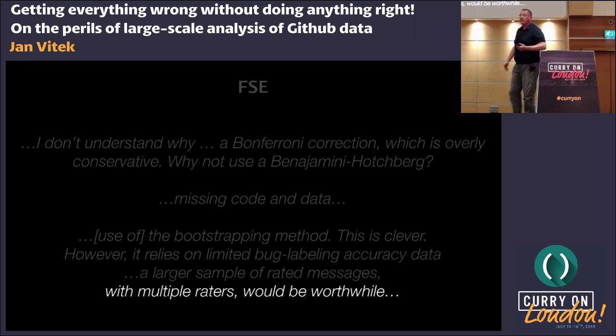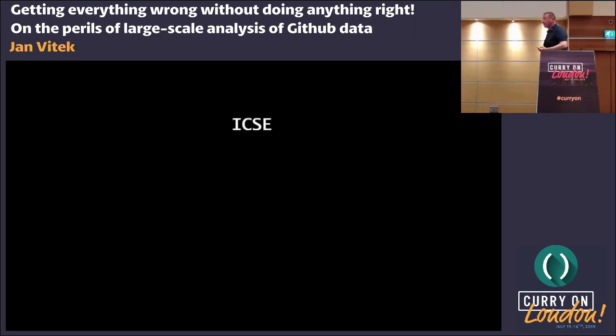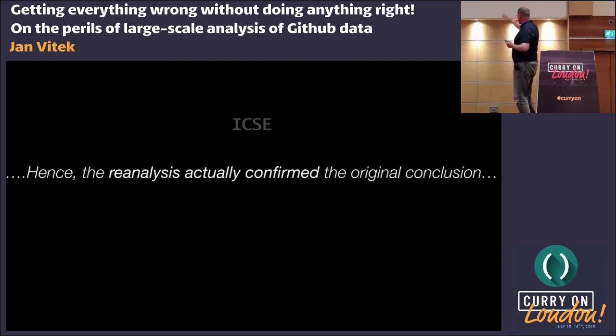Yeah, we're a bit disappointed, because if somebody came to my work and said, hey, you're an idiot, you published crap, I would say, okay, tell me how, and I'll try to fix it. So then we tried ICSI. This is the other conference in that community. And there, what did we get? The reanalysis actually confirmed the original conclusion.